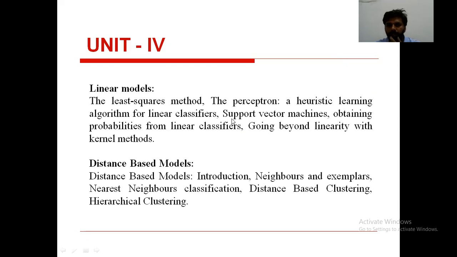Here linear models use lines and planes to construct the model. Whereas in distance based models, a distance function is calculated to identify the similarity or dissimilarity between the instances in the instance space. So in this unit, we are going to discuss two models: one is a linear model and another one is a distance based model. The first chapter is linear models.